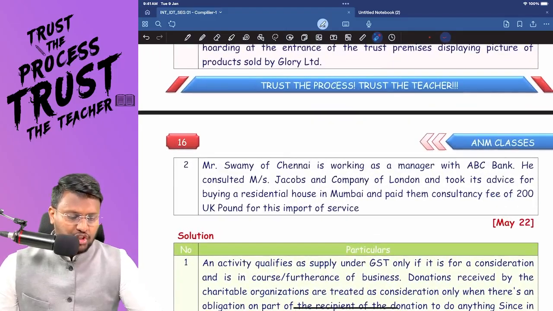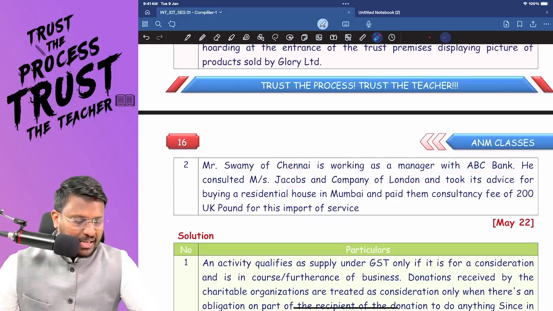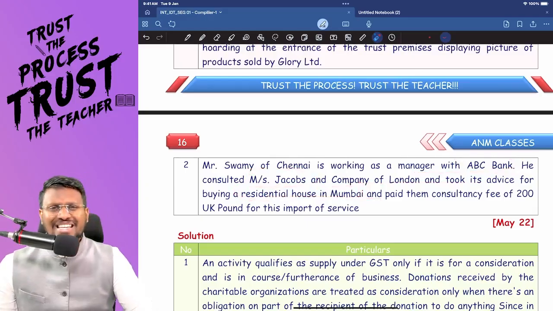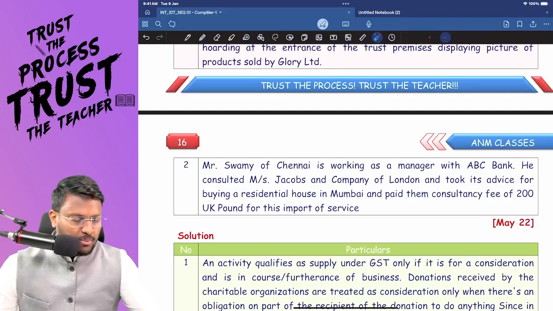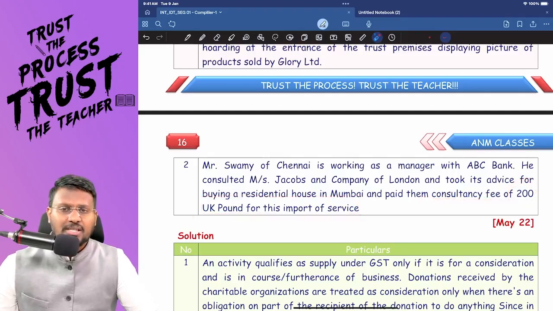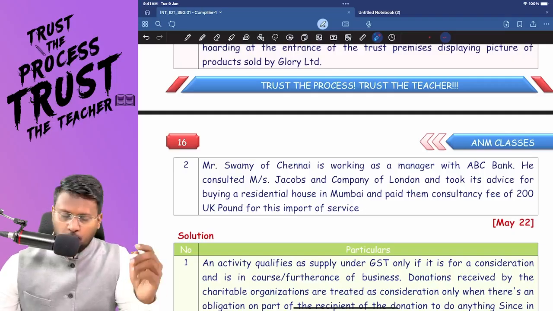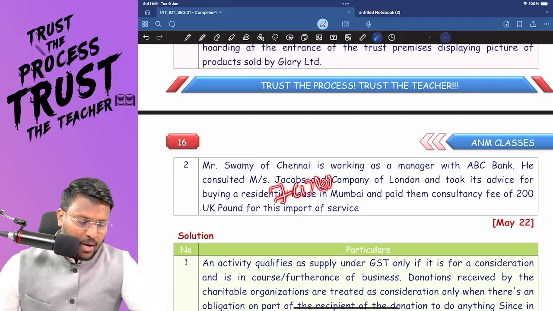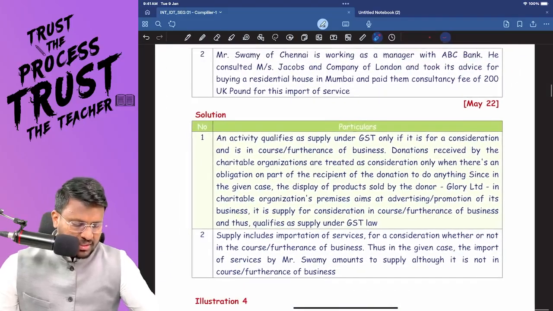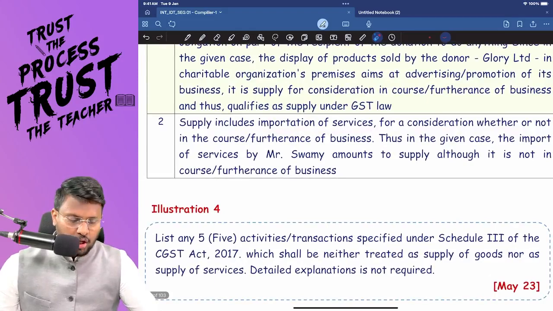Mr. Swami of Chennai is working as a manager with what bank? He consulted Mr. Jacob and Company of London and took its advice for buying a residential house in Mumbai, and paid them a consultancy fee of 200 UK pounds for this importation of services. Sir, this is an importation of services with consideration, so it should fall under section 7, subsection 1. Comfortable, sir? Supply includes importation of services whether or not in the course or furtherance of business.